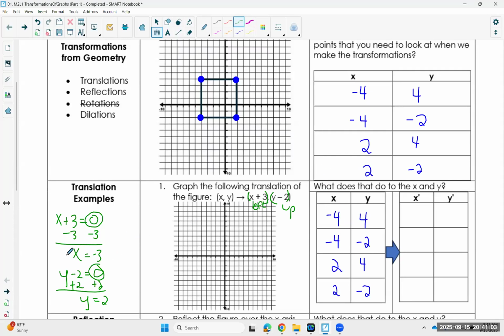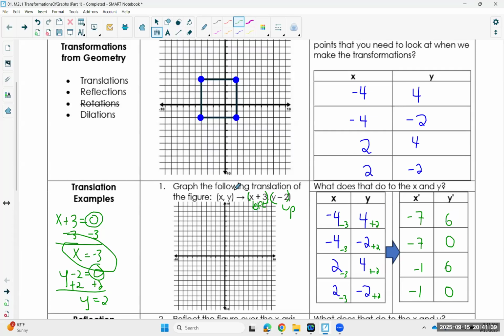If this value is actually -3, and I come over here and subtract 3 from all of these, that will give me my x coordinate. So that would be -7, -7, -1, -1. And then if I take the y coordinate and I move them up 2, so I add 2 to all of them, okay, that would give me 6 and 0 and 6 and 0.